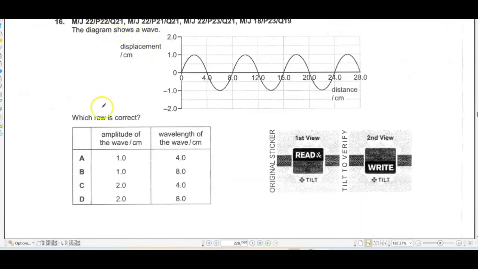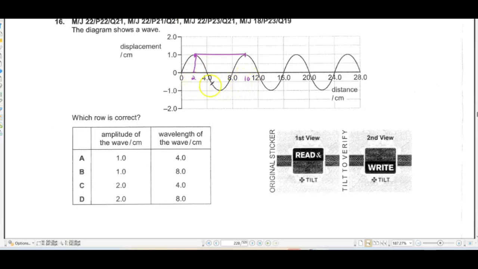16. The diagram shows a wave. Which row is correct? Amplitude of the wave and wavelength of the wave. Okay, this is a displacement time graph, and amplitude basically is the maximum displacement from the mean position. So this is 1, and the wavelength is basically the distance between two consecutive crests or troughs. So this is going to be 2 and this is going to be 10.